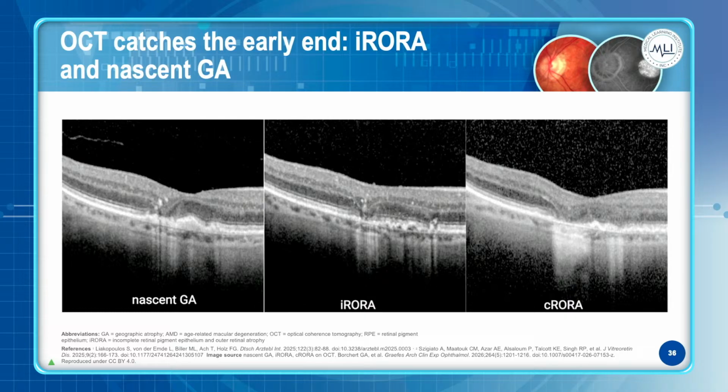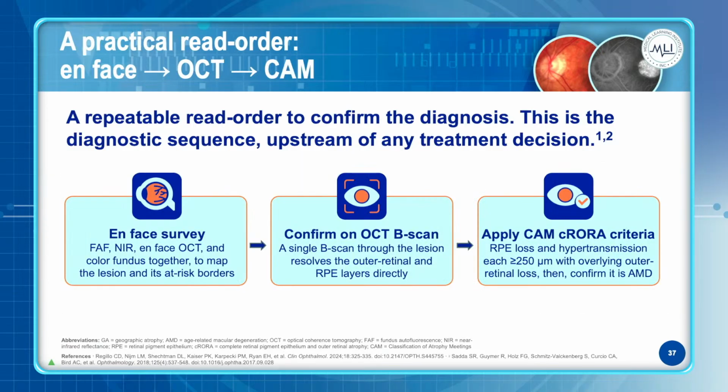Those are the layers in the outer retina, the ellipsoid zone, the external limiting membrane. And because the RPE is lost, which is one of the other criteria, loss of the RPE or attenuation of the RPE, the signal of the light goes into the choroid. And so that's why you see that bright band in the choroid. So it's loss of the outer retina, loss of, or attenuation of, the RPE, and choroidal hypertransmission. Those three things define cRORA, and the width has to be 250 microns or more. iRORA is exactly the same. The only difference is that it doesn't meet that 250 micron threshold.